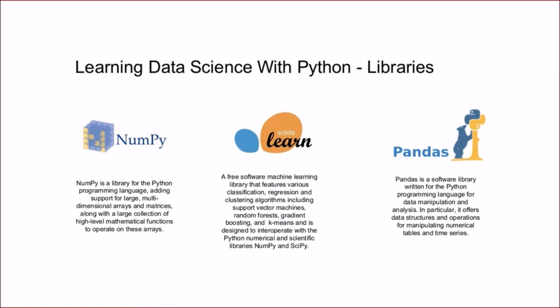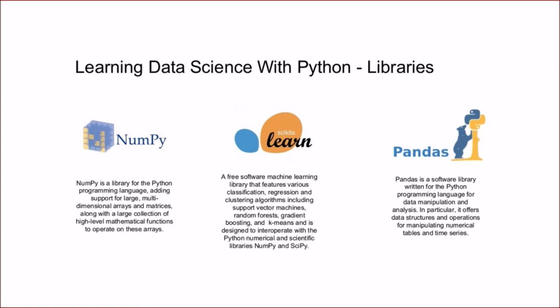Scikit-learn. It's actually a free software machine learning library that features various classification and other techniques that usually occur with machine learning models. By introducing this into your program, you're actually enabling the program's capacity to handle machine learning model functionality.